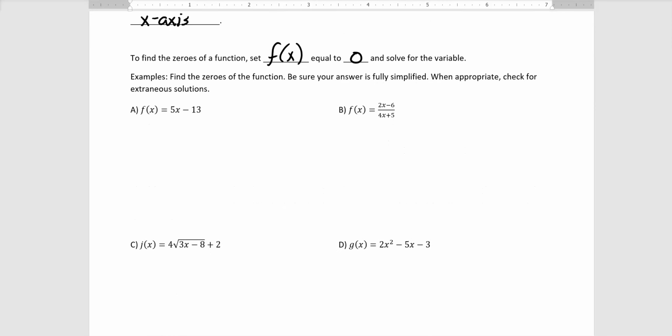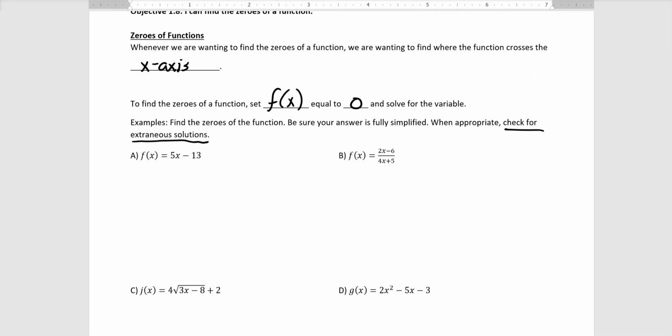Find the zeros. Be sure your answer is fully simplified, and when appropriate, check for extraneous solutions. So what does that mean, check for extraneous solutions? Well, there are two situations where we always need to check for extraneous solutions. The first is if we have a square root or a radical, because the number under the radical, the radicand as it's called, has to be positive. So that's something we'll have to check for.